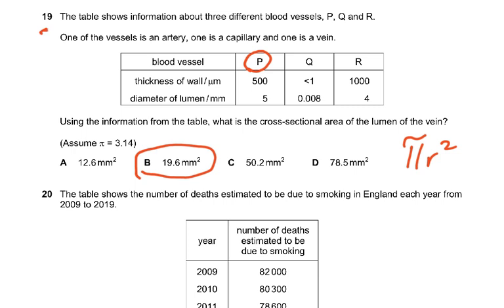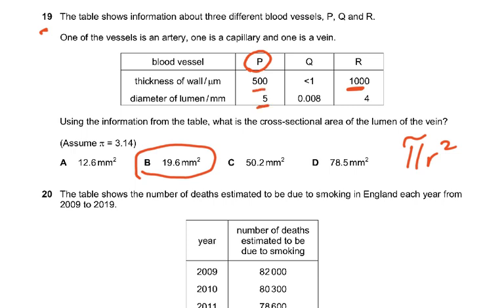Question number 19. The table shows information about three different blood vessels, P, Q, and R. One of the vessels is an artery, one is a capillary, and one is a vein. You know that an artery has the thicker wall and a vein has a thin wall. So this has to be an artery because it's 1000 micrometers, the thickness of the wall. So this P has to be the vein.